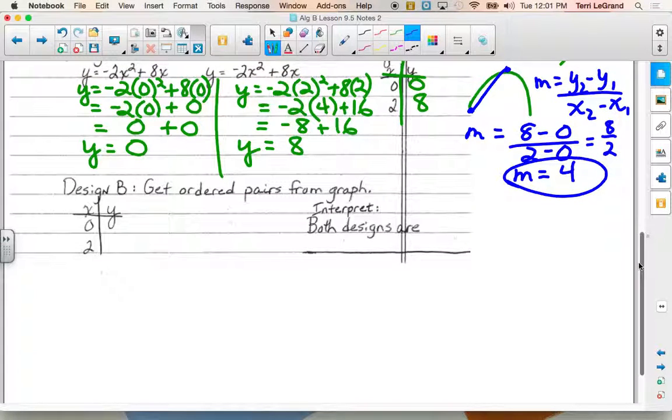get the ordered pairs from the graph. So you have to use them when x is equal to 0 and x is equal to 2. So go to the graph, what are the y values? So Garcia, what's the y value for when x is equal to 2? I'm going to randomly start with that one. Look at your book, look at the graph. What's the y value when x is equal to 2? 8? You all agree with Garcia? Yeah. Okay. What's the y value, class, when x is equal to 0? 0. You all agree? Okay.